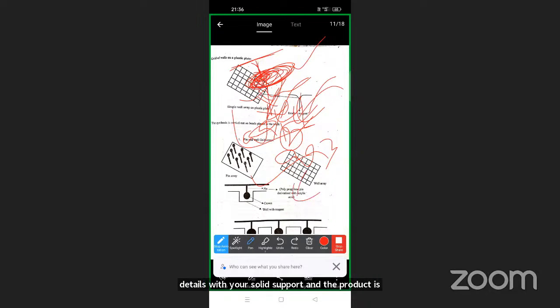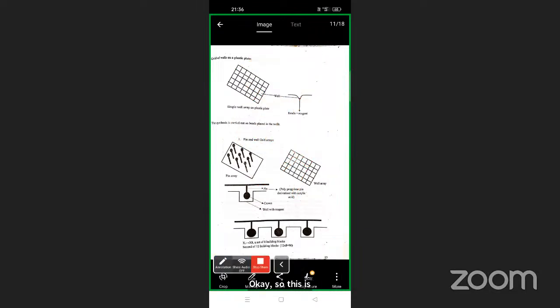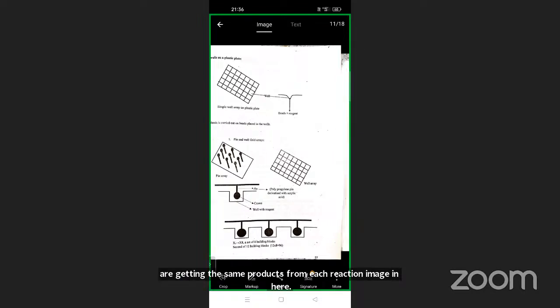So these are the parallel methods. In this particular parallel method, we are getting the same products from each reaction. So this is the parallel synthetic methods.